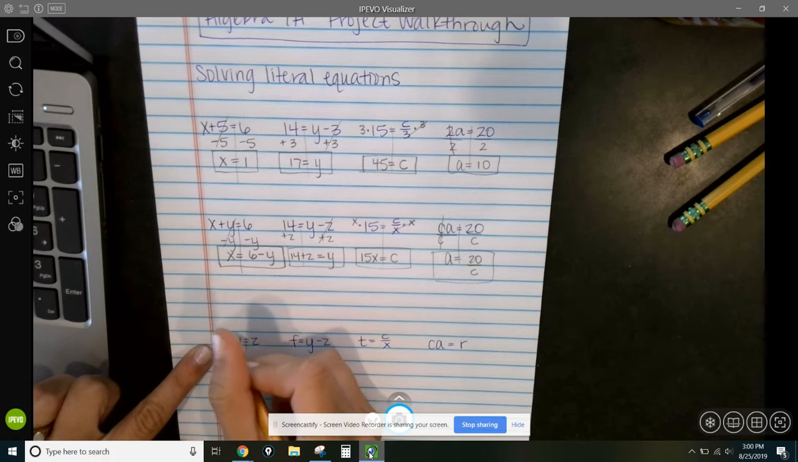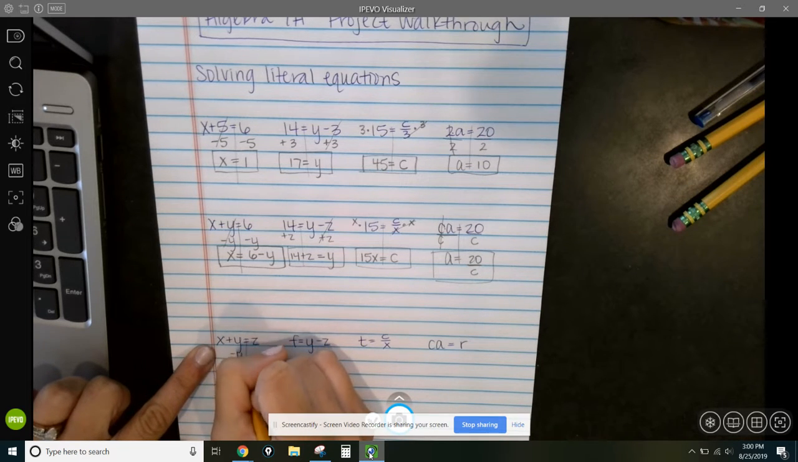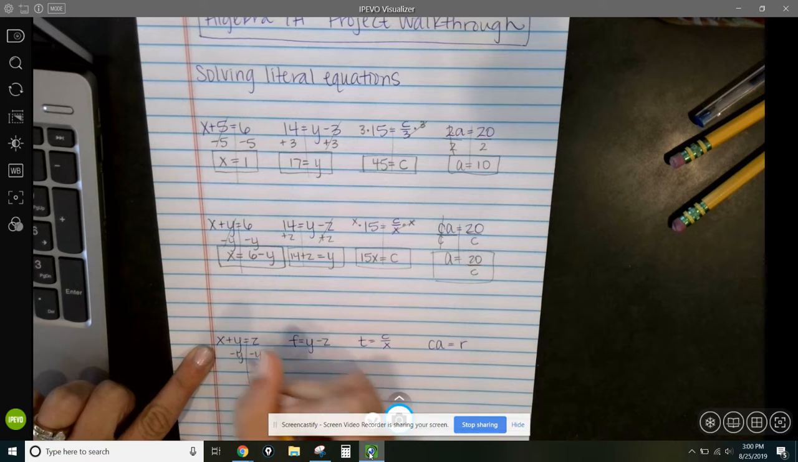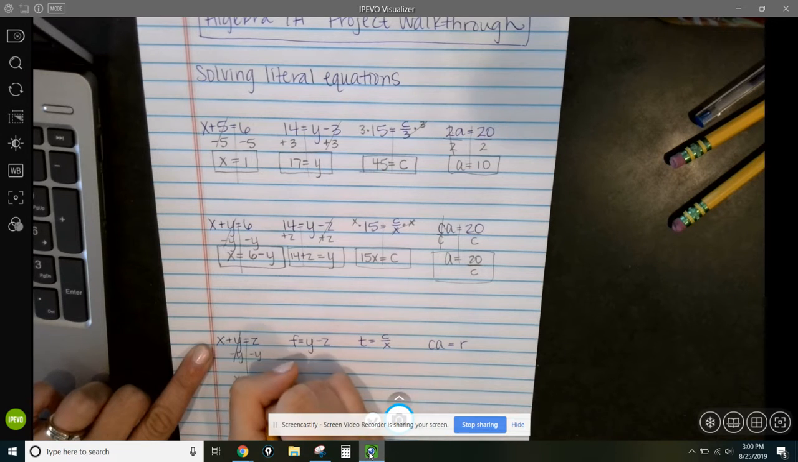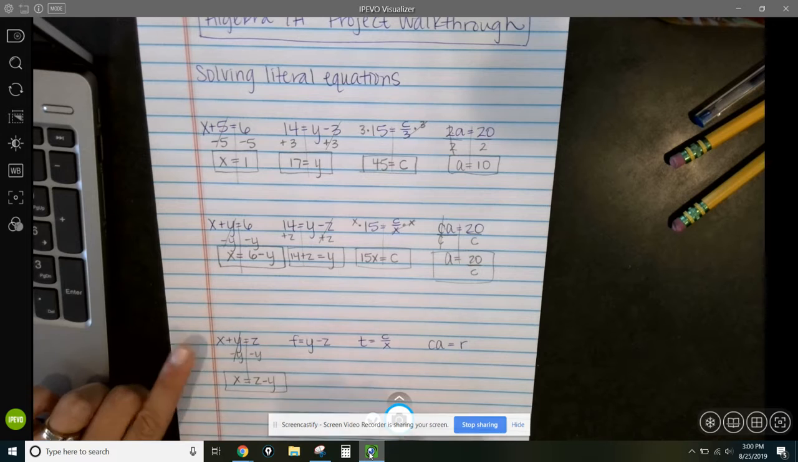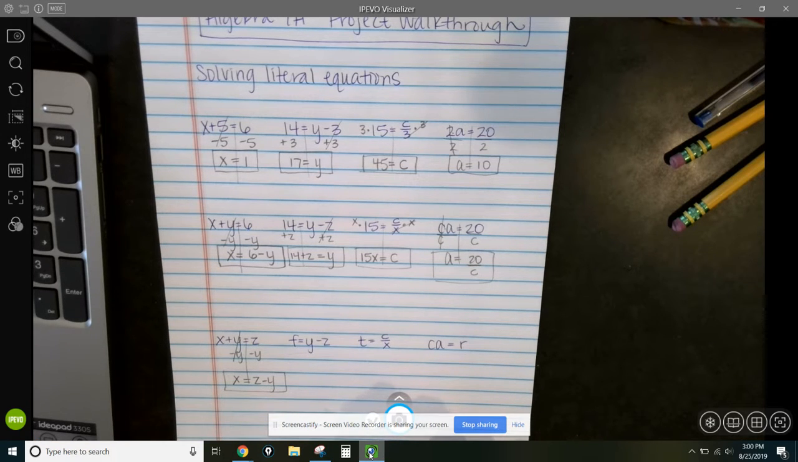So to get x by itself, I am going to have to subtract y from both sides. So on the left, I end up with x, and on the right, I have z minus y. Well, I don't know what z minus y is, so I'm just going to leave that in my answer. X equals z minus y. You isolated x.